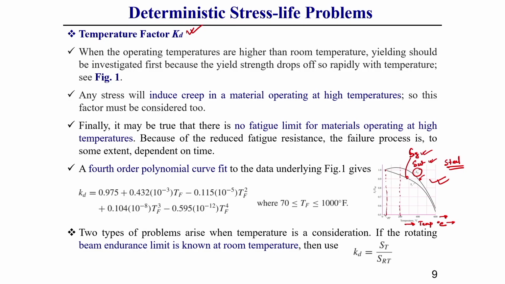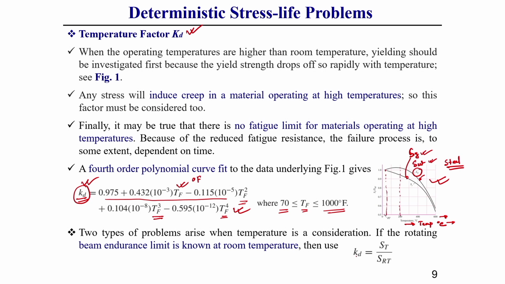That is why a fourth order temperature equation is established for this temperature factor Kd, which is shown here, where the temperature T is in degrees Fahrenheit. The range of temperature shown here varies from 70 to 1000 degrees Fahrenheit. Here Tf is in degrees Fahrenheit. So, based on this equation you can easily find out the Kd value.